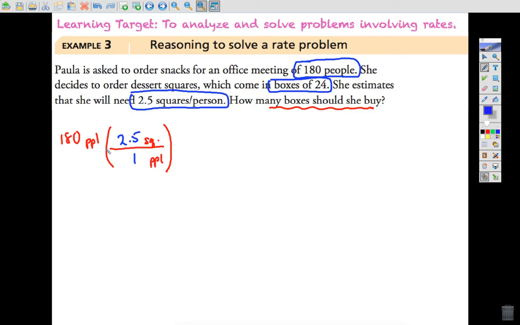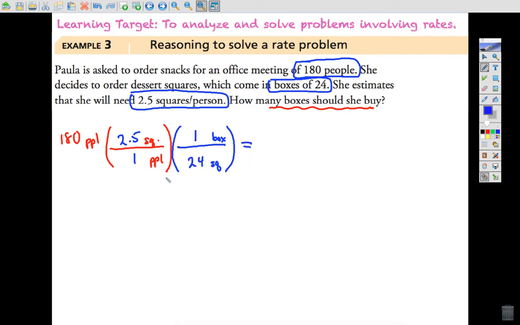So if I was to stop here, I would end up getting rid of people and staying at squares. But I'm not interested in how many squares I need. I want to know how many boxes I should buy. So we can't get less than 24 in a box. So how many squares are there for every one box? And we know that there are going to be 24 squares, as seen here, for every one box.